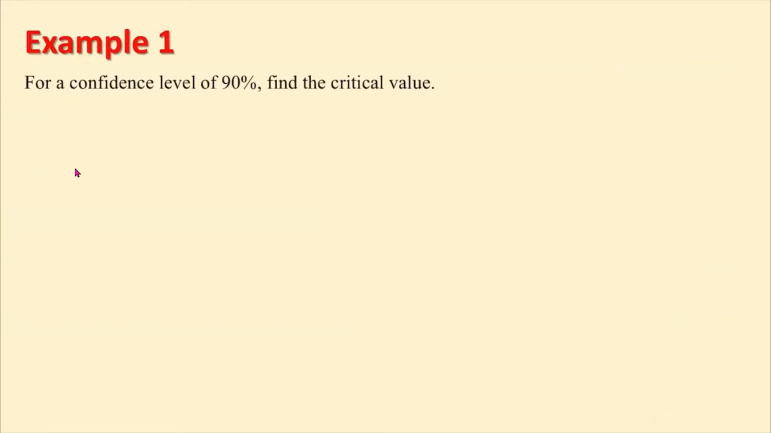So here in the first example, we are asked to find the critical value for a confidence interval of 90%. So here we are talking about the 90% confidence level, and for that, we have to find the critical value. First we need to understand the fundamental concept here, so I'm going to sketch a quick diagram to explain that.